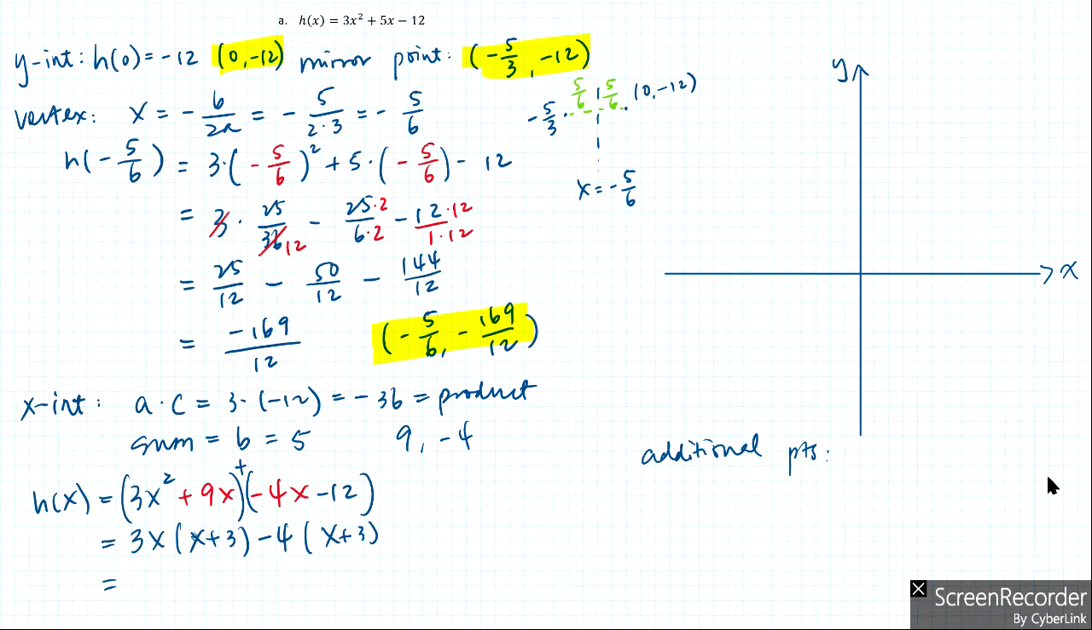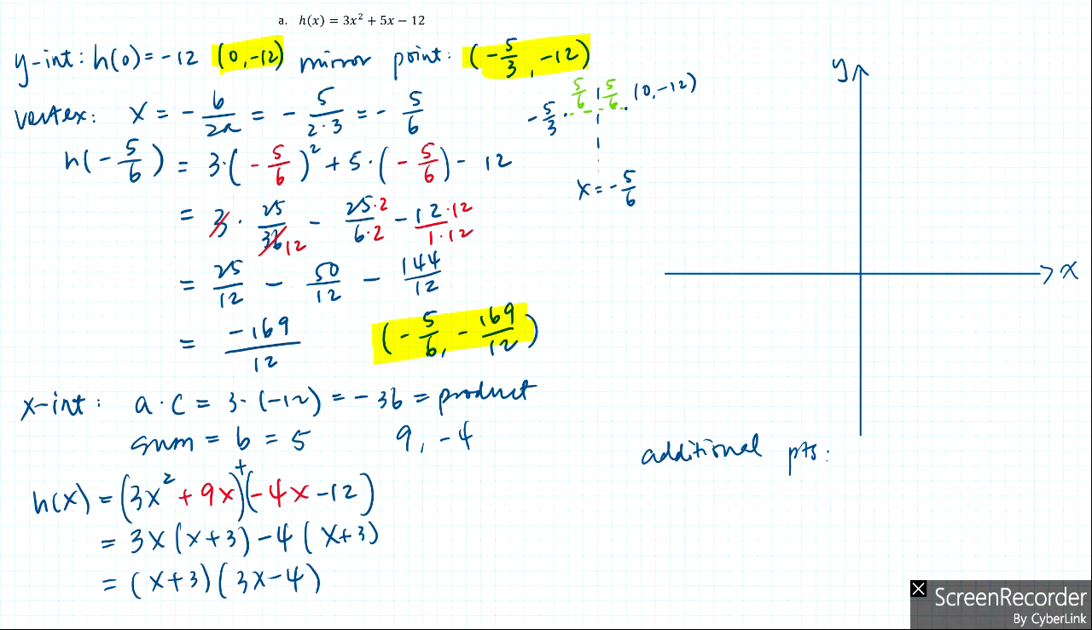Once we do so, we notice the 2 groups both share x plus 3 as a common factor, leaving us with 3x minus 4 over here. And that's a factored form of h of x. Once we have the factored form, we can go ahead and use the zero product principle and the fact that x-intercept happens when h of x equals 0.